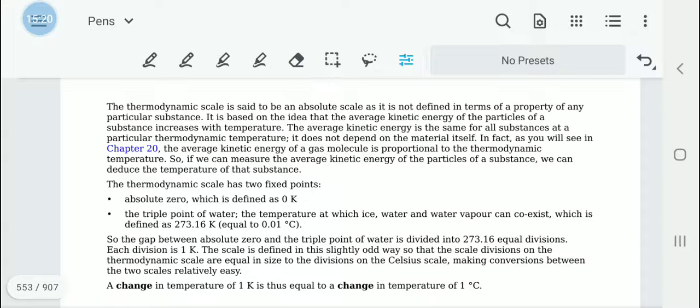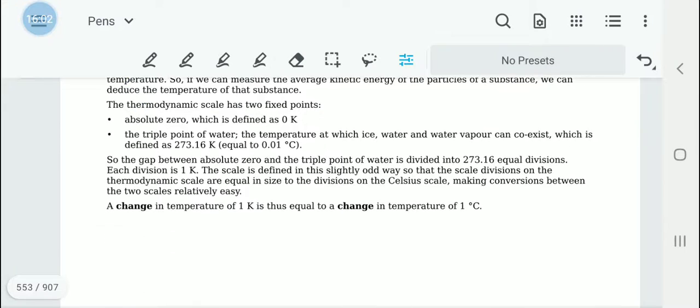So there are two fixed points on the absolute Kelvin scale: absolute zero, which is 0 Kelvin, and the triple point of water, the temperature at which ice, water and water vapor can coexist, which is defined as 273.16 Kelvin, equal to 0.01 degrees Celsius. At this point, ice, water and water vapor all three can coexist.